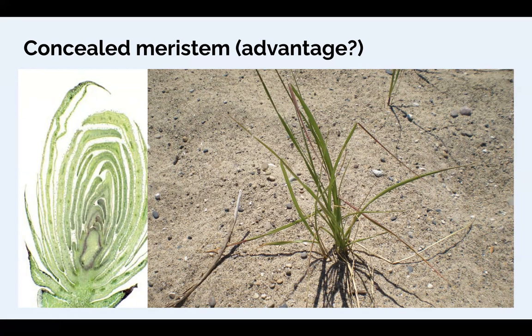And to a certain extent, they're irreplaceable, or they're not easily replaced. And so if they're concealed in here, they're also protected. So they're protected from, say, small animals who might have to chew through these new leaves to be able to get to the meristem. Protected against pathogens like bacteria and viruses.